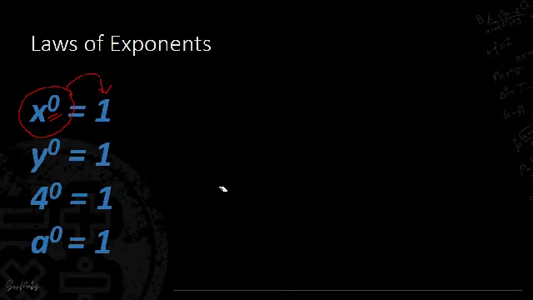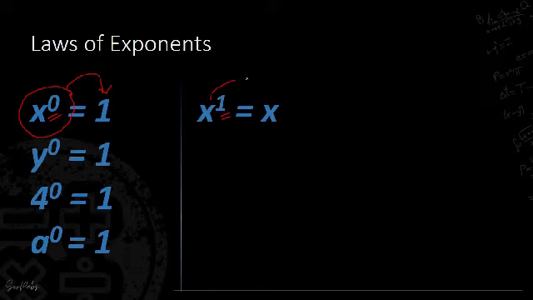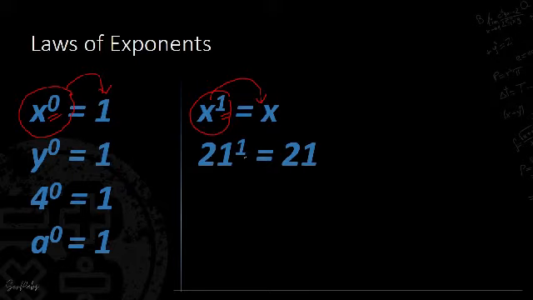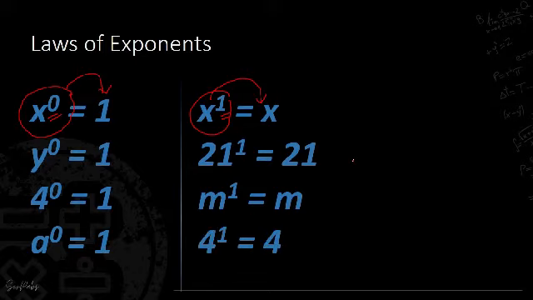And then let's have now the second one. So we have the exponent of 1. Any number or any entity with the exponent of 1 is automatically equal to itself. So any number, any variable that is raised to the first power is automatically equal to itself. Example, we have 21 to the first power, that is equal to 21. M to the first power is equal to M, and 4 to the first power is equal to 4.